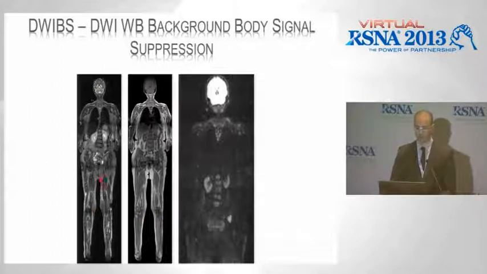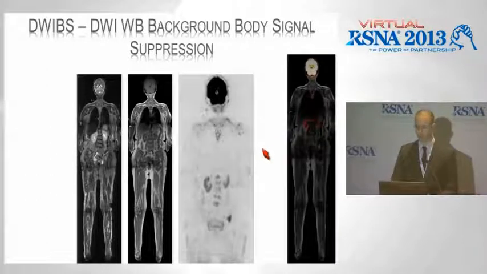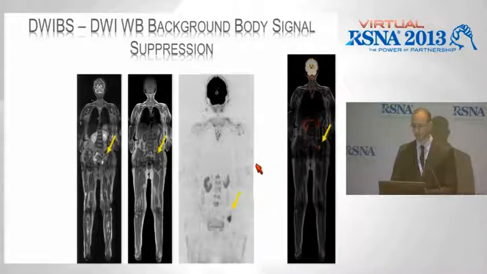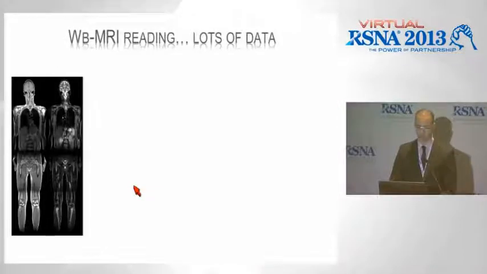Now, how does it usually work? You have your morphologic sequences, the stir and the T1. You acquire the diffusion-weighted imaging. You invert the images, and you can superimpose them, fuse them on the morphologic sequences, and it would give you an added benefit of finding lesions such as the one in the iliac bone here, which is not so easy to detect on the morphologic sequences.